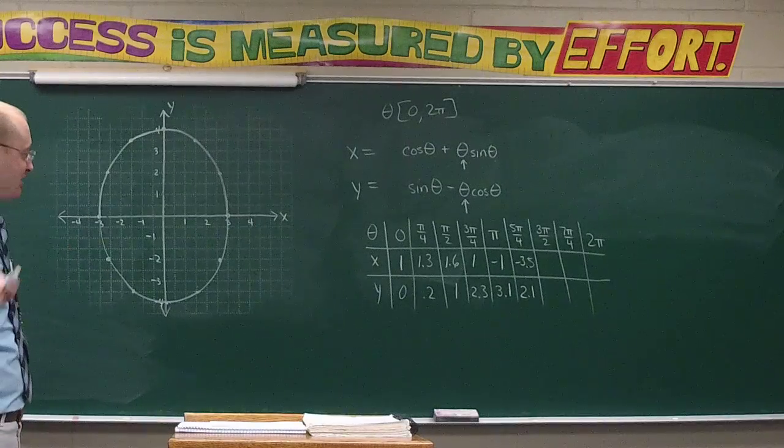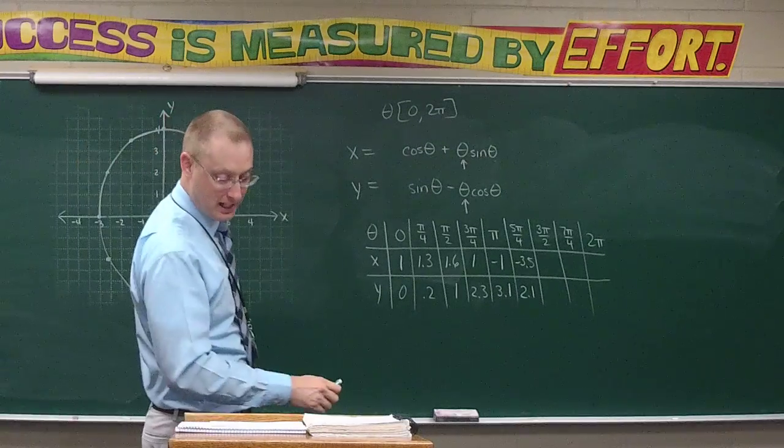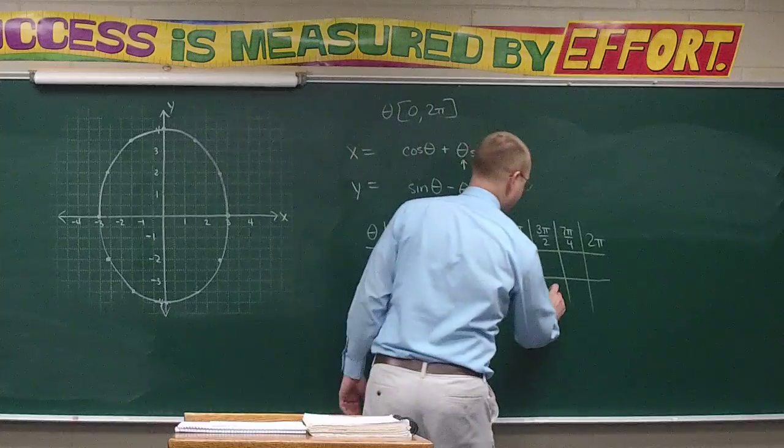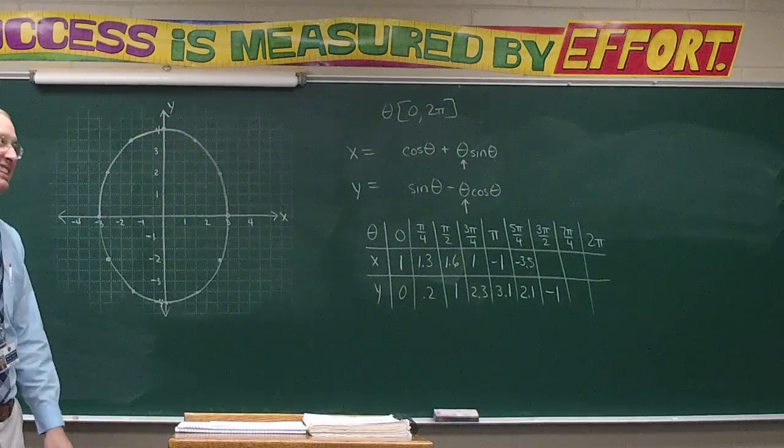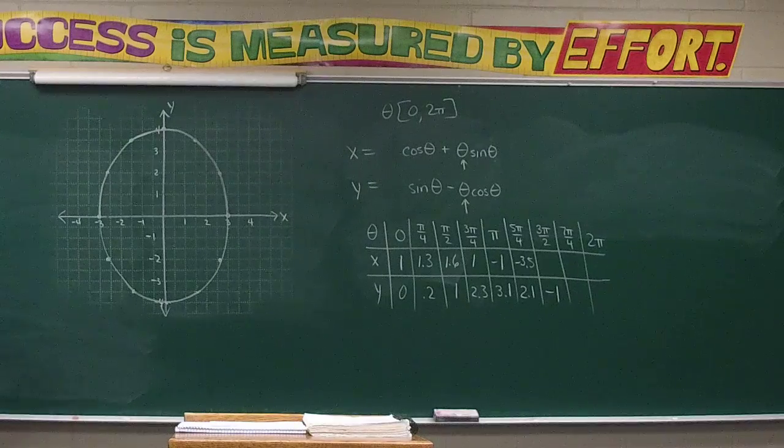Quentin's finding the y. Jamie's finding the x. Quentin already found the y. Negative 1. Go on to the next one, Quentin. And Jamie's like, nah.